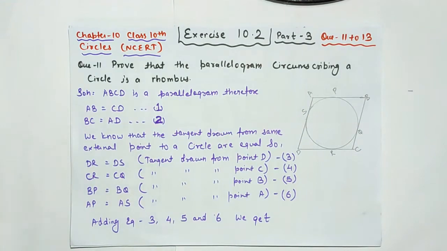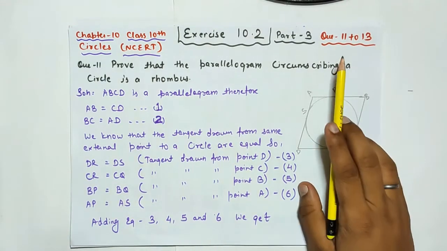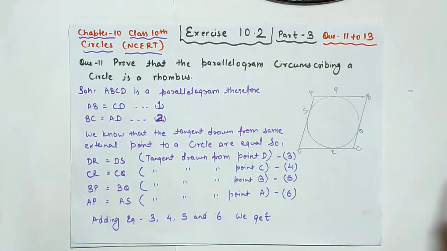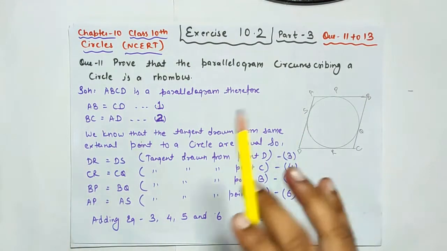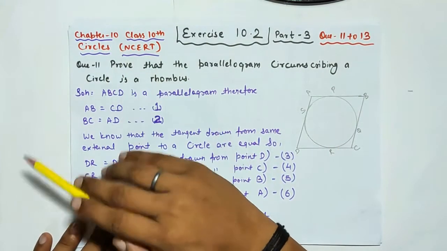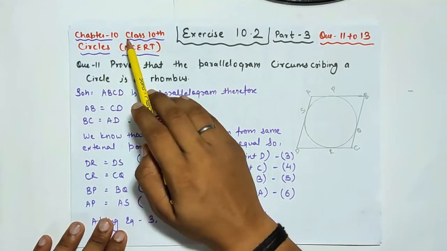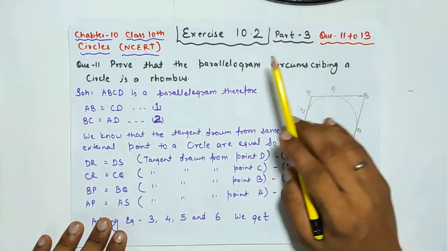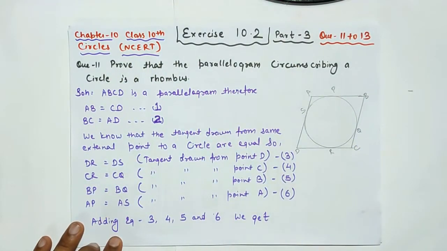So today in this video we are going to cover the next part of exercise 10.2. These parts are really important because question number 11 and 12 have a lot of steps, so don't forget to pay attention in this video. The chapter is chapter number 10, the name of the chapter is Circles, and this is from Class 10th NCERT solutions. So let's start with the very first question of this video, that is question number 11.